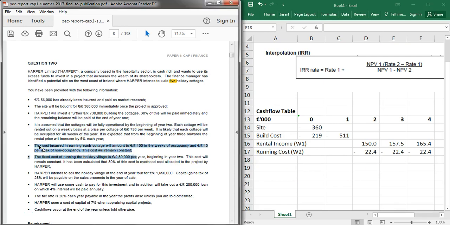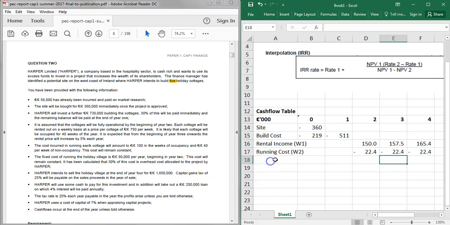You can see here, there's no inflation, you're told costs remain constant. So take each bullet point as they come. If you can't do one, skip on and come back to it. So we're now in this bullet point here. Fixed cost to Holiday Village, 80,000, beginning year 2. It has been calculated that 30% is the overhead cost allocated to the project by Harper. So the head office has allocated 30%, and it's important you put a little bullet point about that.